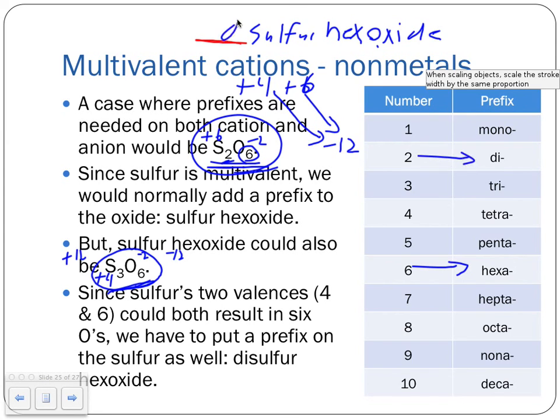Prefix is di. So we'd say it would be disulfur hexoxide would be the name of this guy right here. Whereas this one, the S3O6, we'd have to add a 3. That's going to be tri. So it would end up being trisulfur. Oops, I said di. It should be trisulfur hexoxide would be this one because of the fact there are 3 sulfurs that are right here.